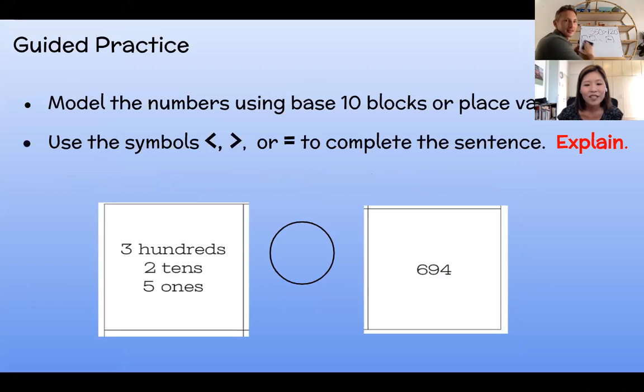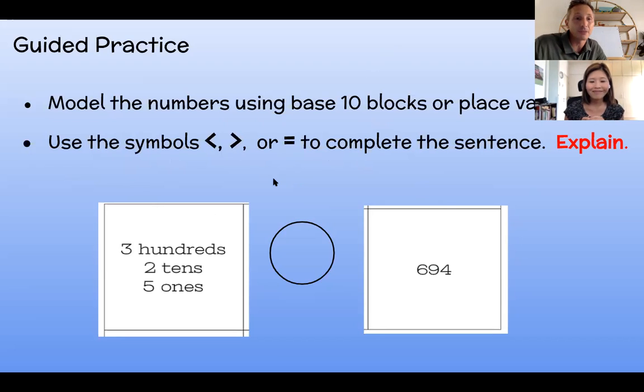Okay. So we have this problem. There are 2 numbers, and you have to figure out whether one number is greater than or less than or equal to the other, and you're going to use the symbol but then you need to explain. So I'm going to do this one. Mr. Regan, can you read the problem for me? Yes, this one says, Miss Yuka, you're going to model the numbers using base 10 blocks or place value. If you do want to use place value, you can do that. You're going to use the symbol greater than, less than, or equal to complete the sentence.